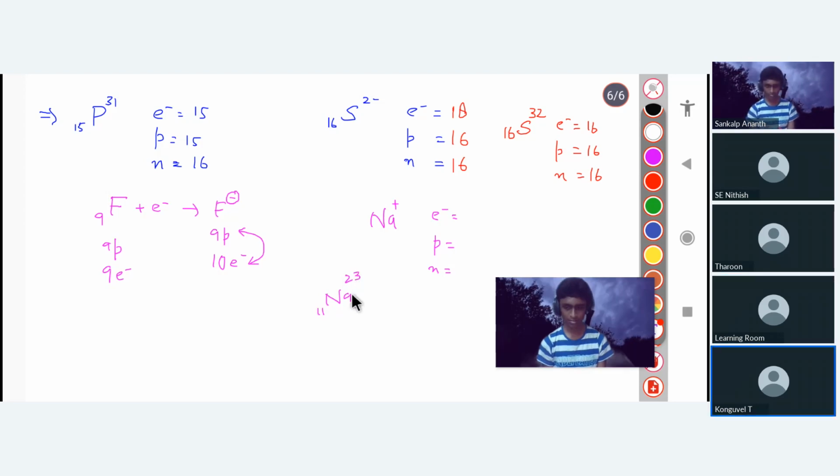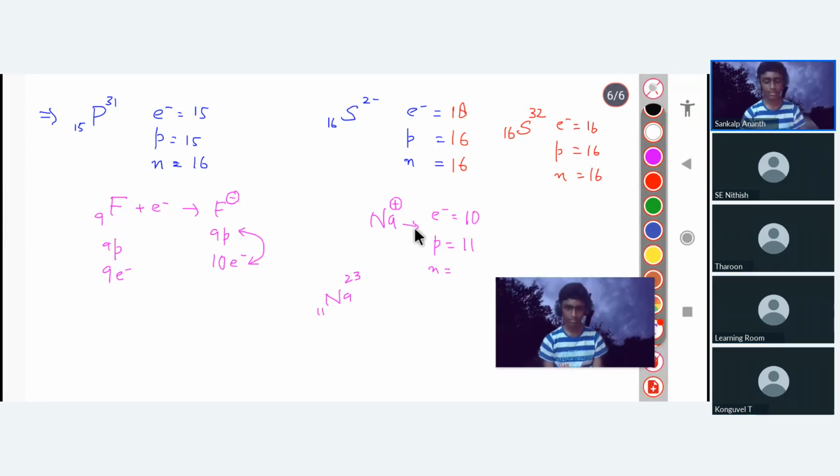Yes, sir. I'll tell this. So sir, number of protons equals 11. Number of protons equals the number of electrons equals 11. No, electron will not be 11 here. It is Na positive. It has lost one electron. So there are only 10 electrons.